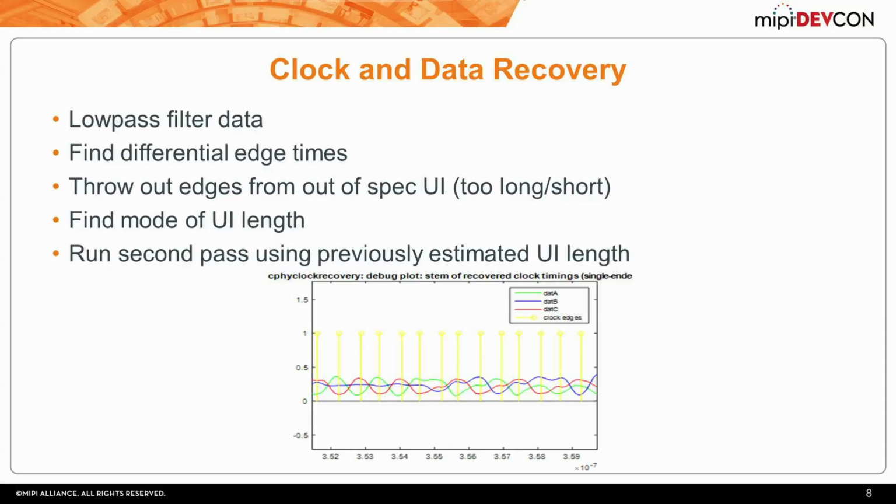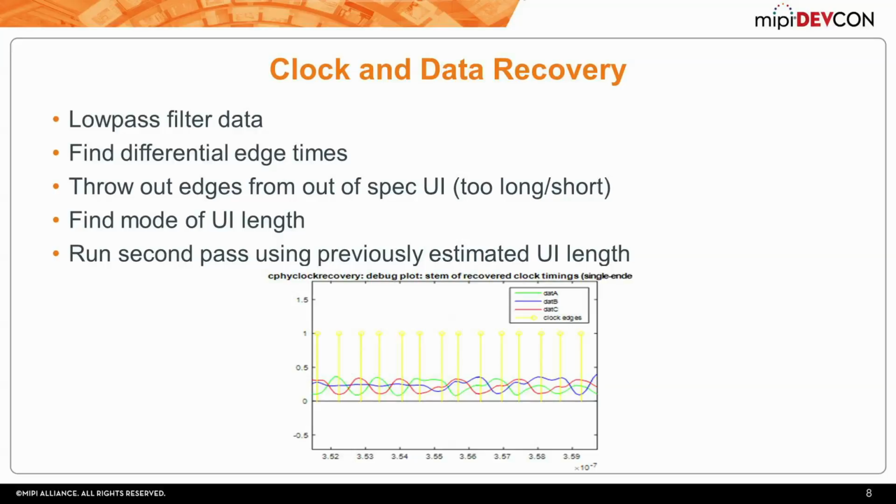Then you throw out edges that are out of spec from the UI, so if they're either too long or too short. This takes care of cases like at the beginning of the burst, when you just have a long period of basically 0 volts. You don't want to say that's a really long bit. And it also throws out any runt bits that might exist from leftover noise.